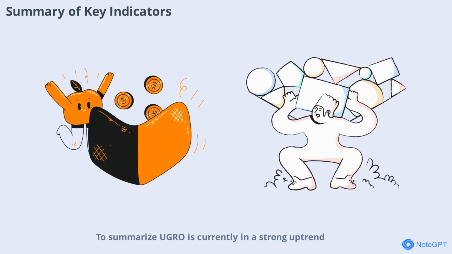To summarize, UGRO is currently in a strong uptrend, supported by bullish momentum indicators, high trading volumes, and robust trend scores. However, several signals point to overbought conditions and elevated risk. Traders should remain vigilant, use technical levels for guidance, and always manage risk appropriately. Let's wrap up with some final thoughts and outlook.